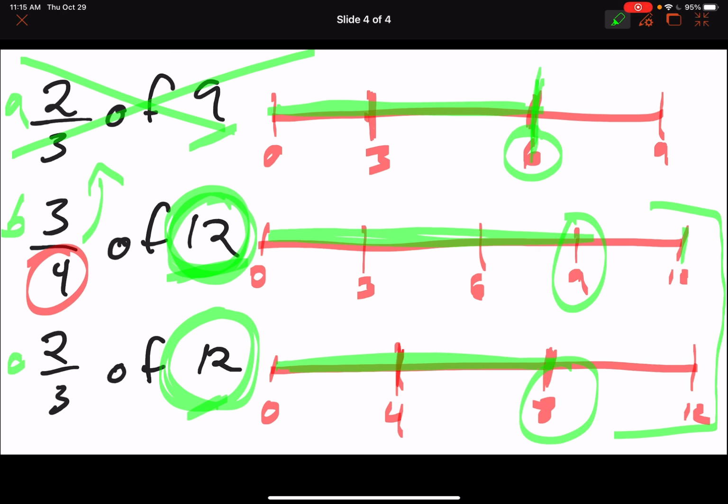So which one is bigger? So 3/4 of 12 is greater than 2/3 of 12 because 2/3 of 12 is 8 and 3/4 of 12 is 9.